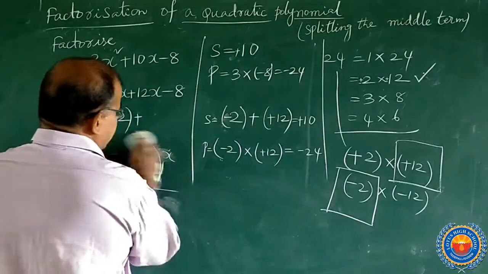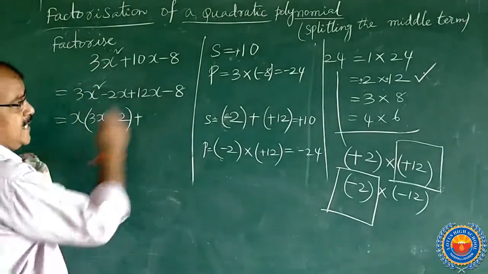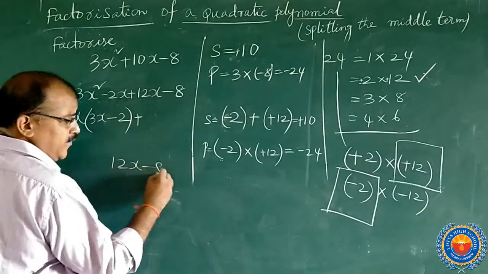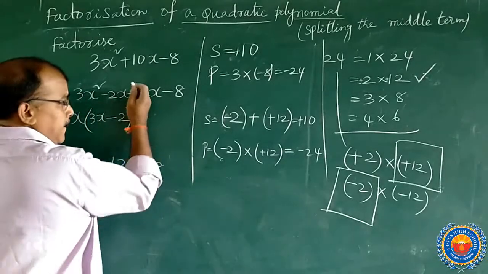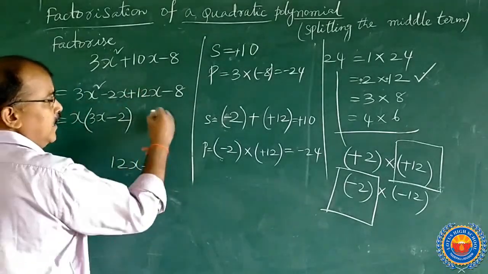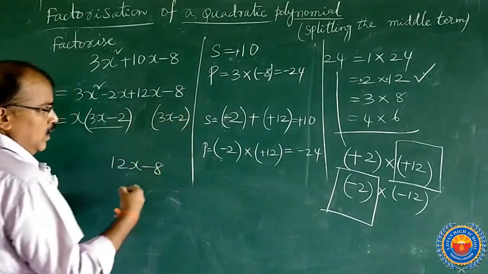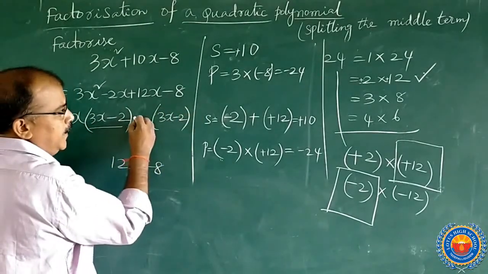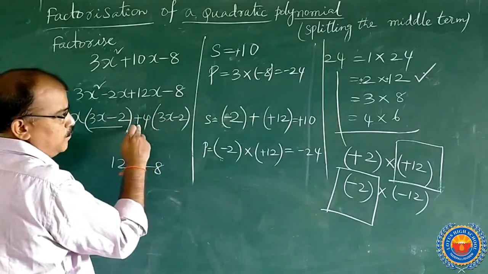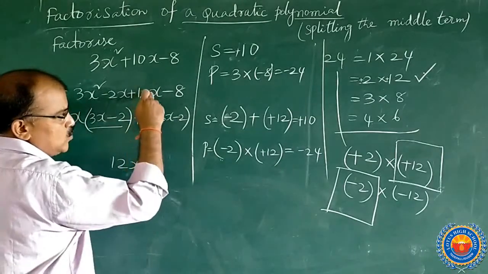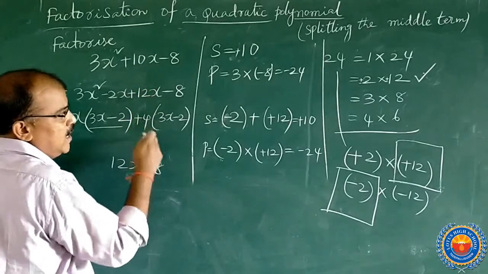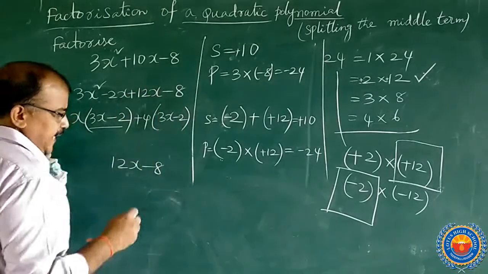If you want, you can separate 12x minus 8 and factorize it, otherwise directly don't write it. Before itself, the symbol. What is 3x here? 3x minus 2, here also 3x minus 2, and here maybe plus 4 I'll get. Plus 4 into plus 3x plus 12x, both these are 12x, plus 4 into minus 2 minus 8.